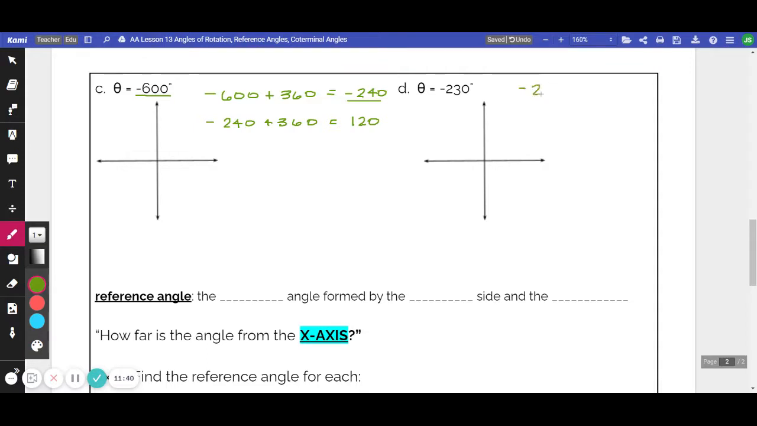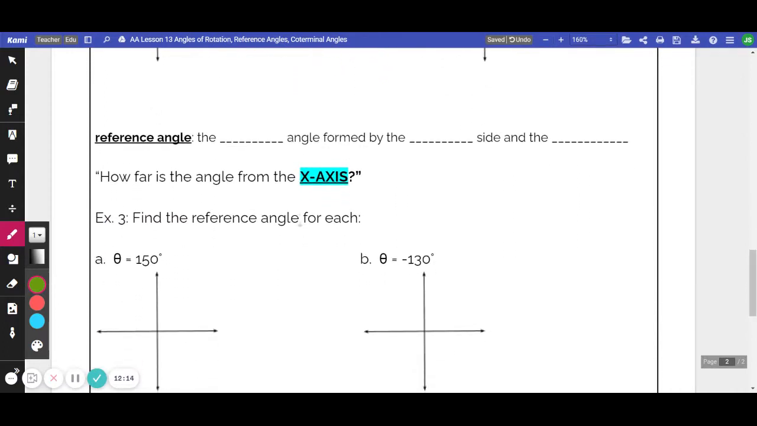For negative 230, if I add 360 degrees, that's 130. So there's a positive coterminal angle. I need a negative one. If I add 360 again, it's just going to get bigger. So to get my negative coterminal, I'm going to subtract 360. So I get negative 590. So there's a positive and a negative angle. They're at the same place on the graph as the original one I was given.